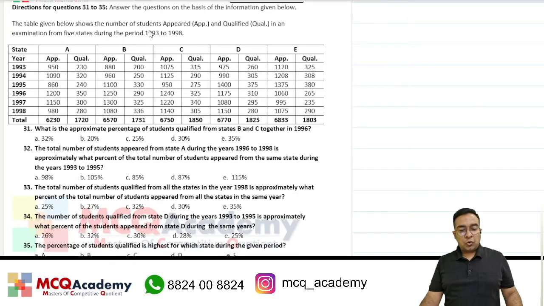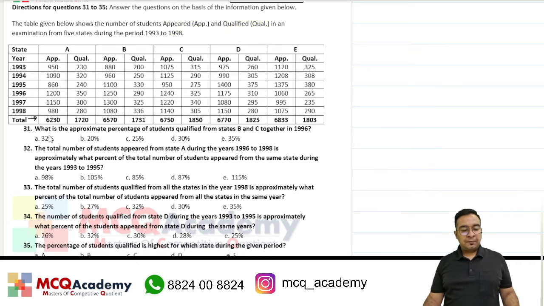The table given below shows the number of students appeared represented by APP and qualified represented by QAL in an examination from the 5 states during the period 93 to 1998. तो आपको ये states given है. These are 5 states A, B, C, D and E. यहाँ पे आपको data given है applied students का, number of students who have applied and number of students who have qualified from these centers for the years 93 to 1998. उसके अलावा आपको given है इनकी total values. So let's move on with the questions.